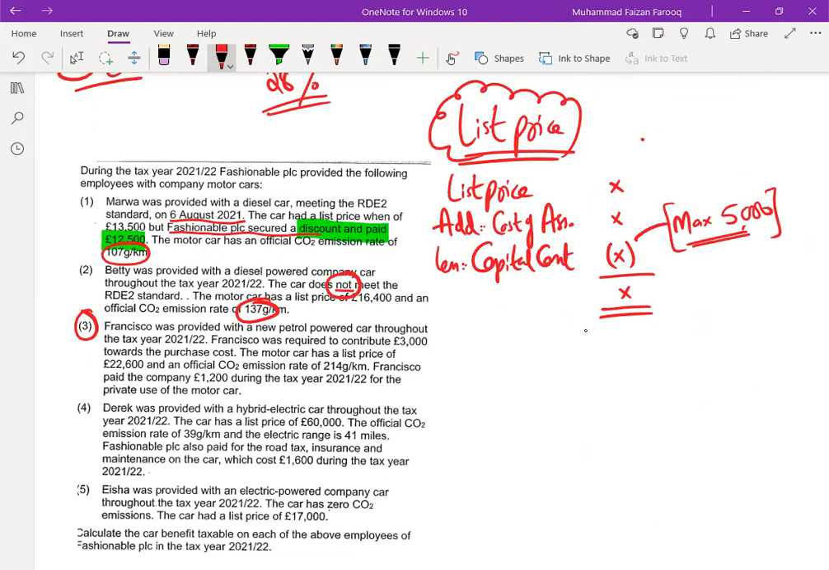Francisco was provided with a new petrol-powered car throughout the tax year. Francisco was required to contribute £3,000 towards the purchase cost. The motor car has a list price of £22,600 and an official CO2 emission rate of 214 grams per kilometer. Francisco paid the company £1,200 during the tax year for the private use of the motor car. Yes. Now this is the heavy one.